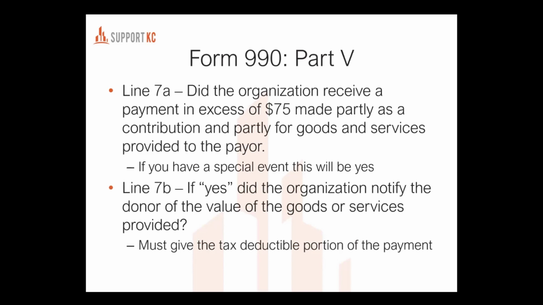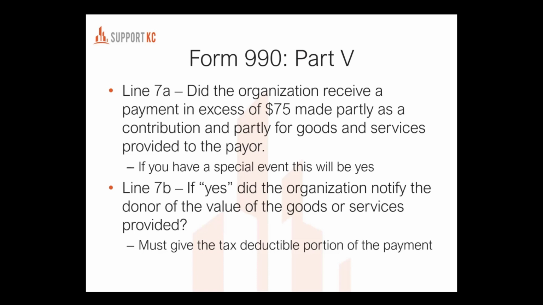So knowing the fair market value of your tickets and sponsors and things like that is very important because on Part 5 of the 990, there's a question: Did the organization receive payments in excess of $75, partly made as a contribution and partly for goods or services? So if you have a special event and anything related to that special event is above $75, you're going to answer yes to that question, because people are contributing for a good or service and making a contribution to your organization. So if you answer yes to 7A, then you are required to answer 7B, which is, did your organization notify the donor of the value of those goods or services provided? So we want you to be able to answer yes to that question.